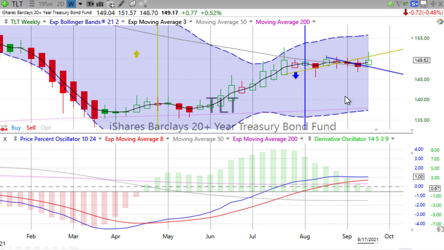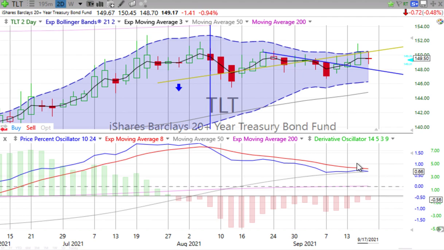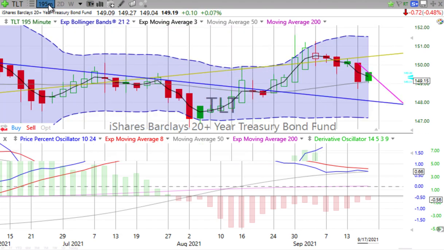What do we see going on with the 20-year bonds? TLT, we see the price percent oscillator is flat, down for the day. Overall, the week was up some, but you got that long wick on top where things got knocked down. Price percent oscillator, like we said, is positive but flat. Derivative oscillator positive, continuing to lose momentum. What do we see on the 2-day? Well, it's still down. In fact, it was heading up, and with this latest down move, it's sort of heading down again. Derivative oscillator negative, still losing downward momentum.